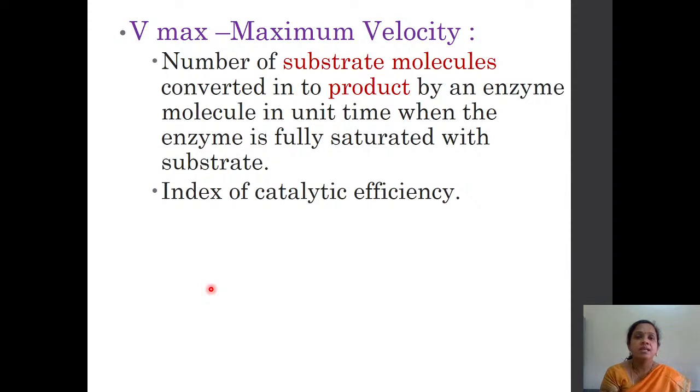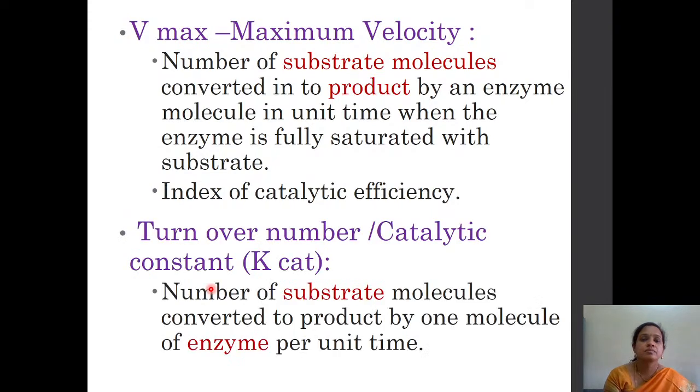So what do you mean by Vmax? Vmax, or maximum velocity, means the number of substrate molecules. How much substrate is getting converted to the product by an enzyme per unit time when the enzyme is fully saturated with the substrate? When the enzyme is fully saturated with the substrate, how much conversion is taking place? That we call Vmax. It is an index of catalytic efficiency.